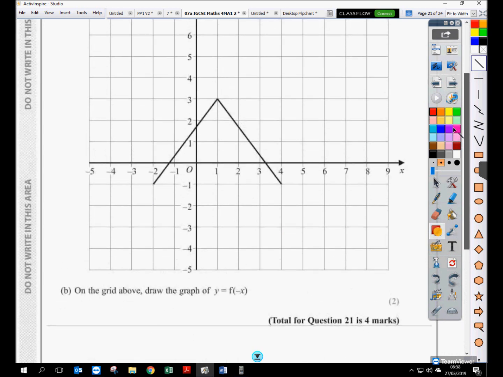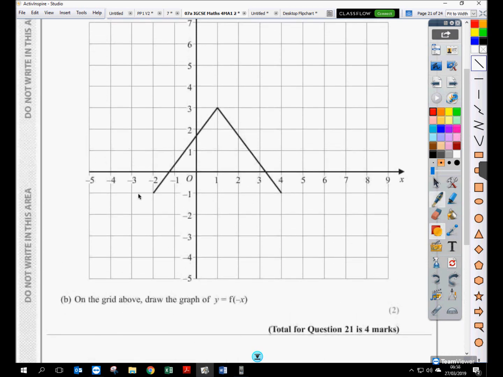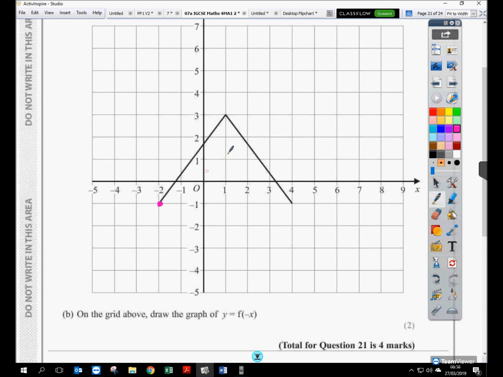And then the next one, y equals f of minus x. So what does this one mean? Well, it's slightly different because this time in the bracket the x has been replaced with negative x. So what you do is you look at your coordinate. This coordinate here is minus 2, minus 1. And you replace your x with a negative x. So instead of minus 2, it's now minus minus 2, which makes positive 2. So it's positive 2, negative 1.